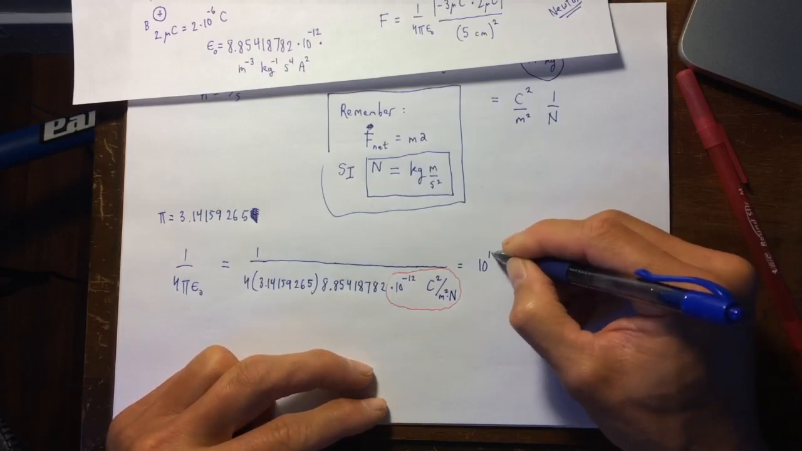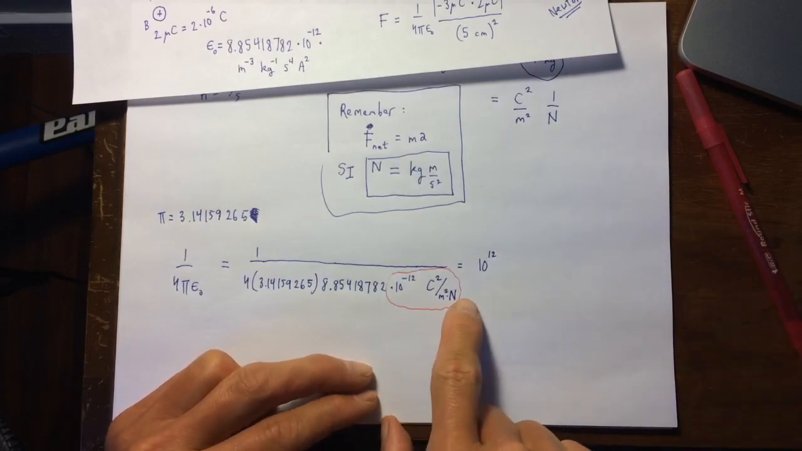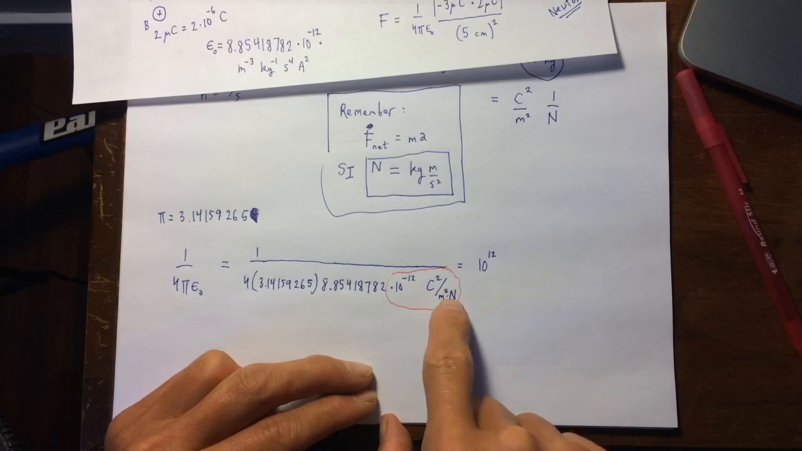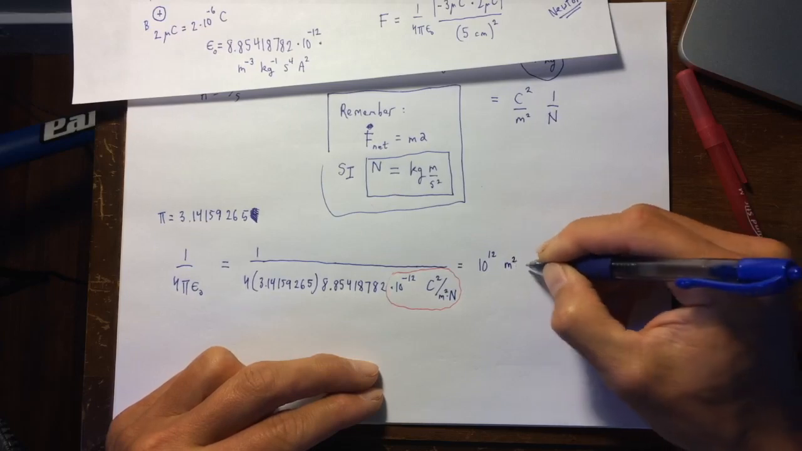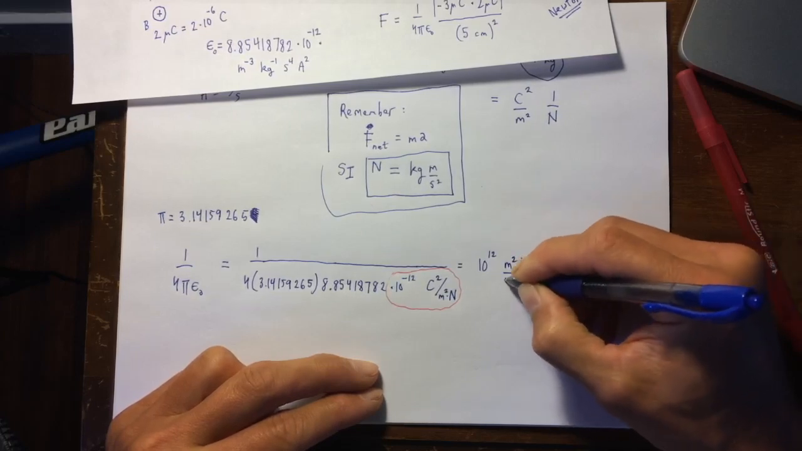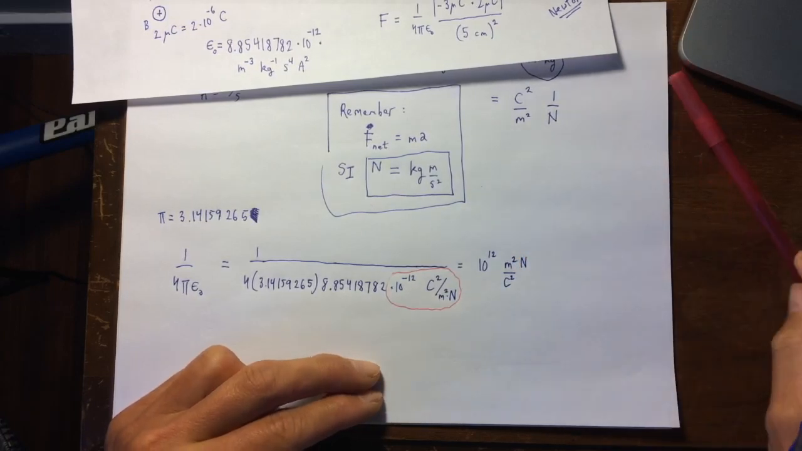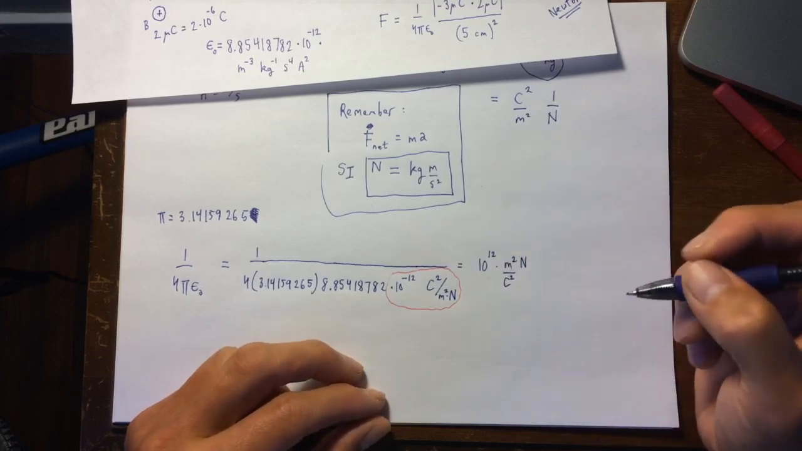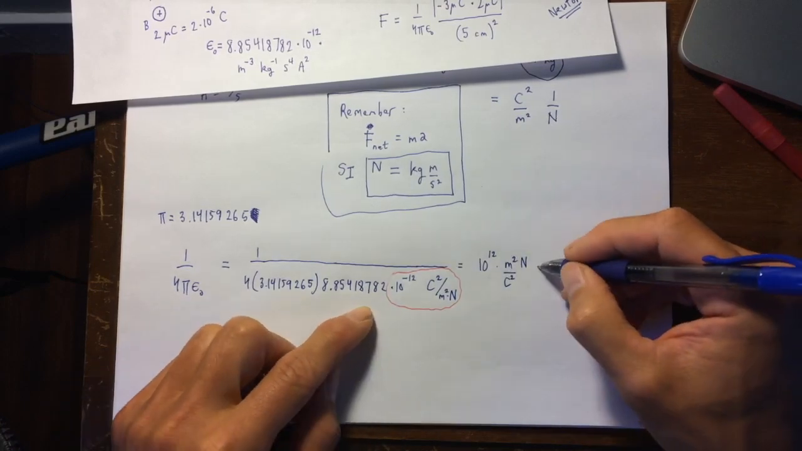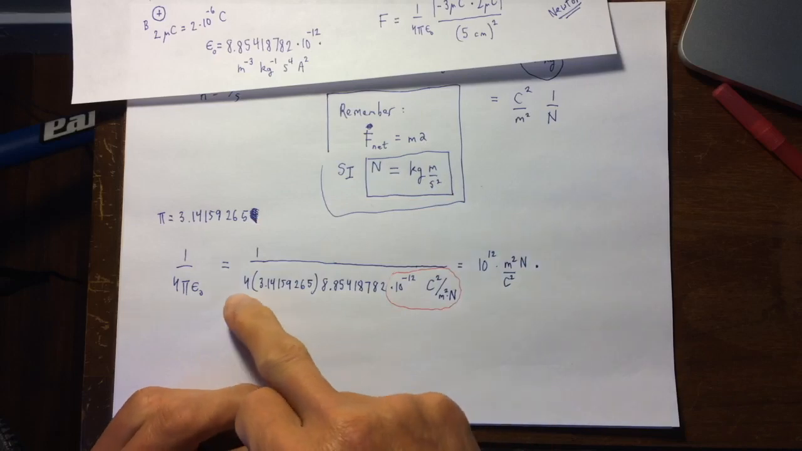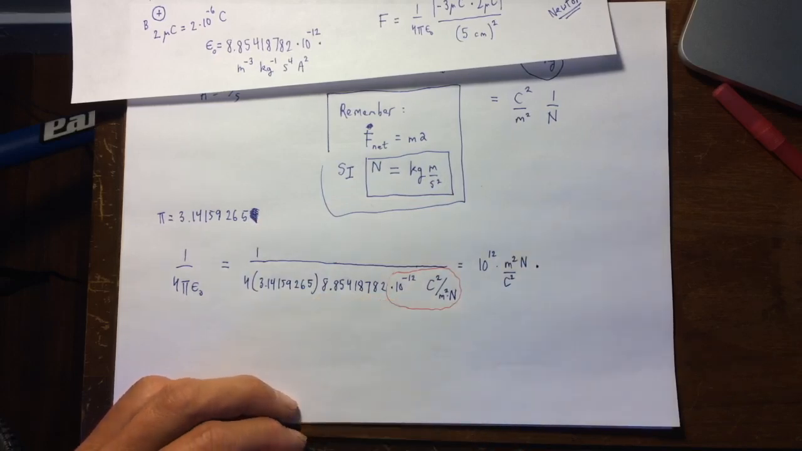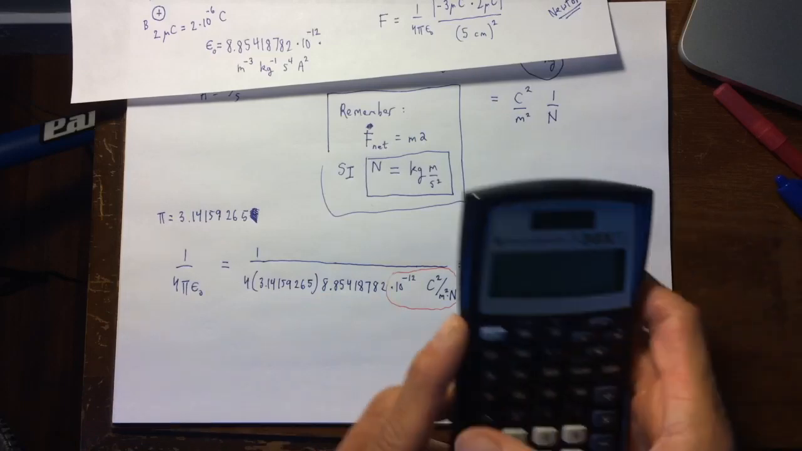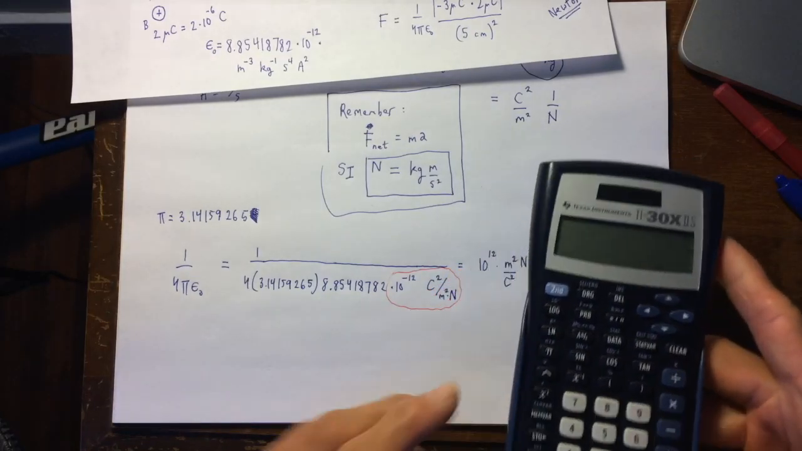So it'll be 10 to the 12th. And then when you move things on the bottom to the top, you flip them over. So this is the meter squared newtons per Coulomb squared, like this. So that's all on the top. And now I've got to multiply by 1 over 4 times pi times this 9 significant figure number. And people can't often do that in their head, including me.